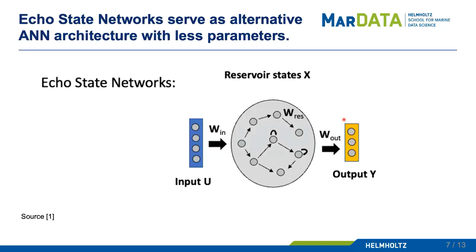And therefore, I looked for alternative ANN architectures, which can still be easily trained on fewer samples or can handle a limited amount of training data because they need fewer parameters and yet enhance the interpretability of the results. And with this in mind, I came across a certain type of recurrent neural networks from the domain of reservoir computing. And these networks are called echo state networks.